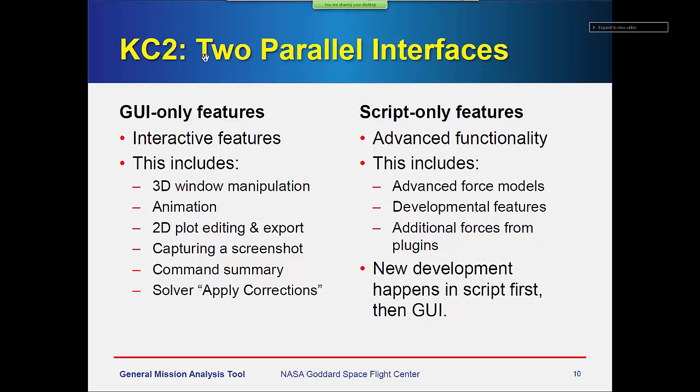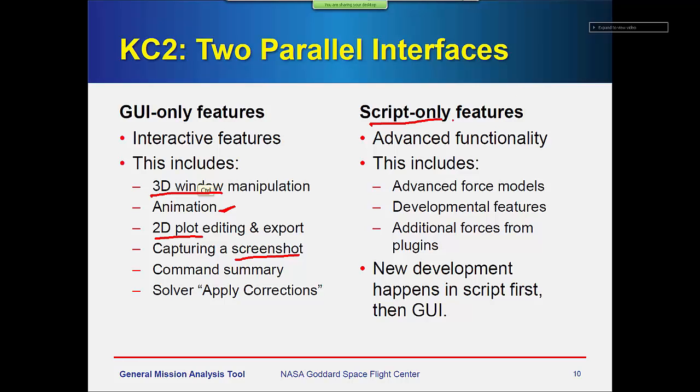So when I say they're interchangeable, I'm saying that all features in the GUI are also in the script and vice versa, except for a few minor exceptions. And they're exceptions that you would expect. There are some things that are naturally only in the GUI, like interactive features, 3D window manipulation, animations, 2D plots, screenshots. These are things that obviously, when you're doing things interactively, only make sense to perform in the GUI.